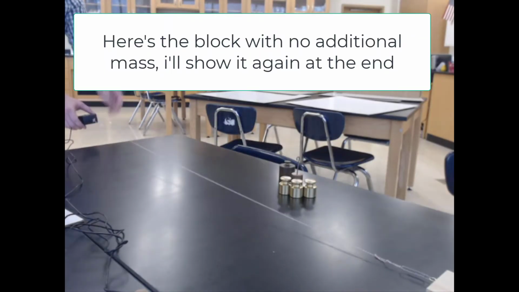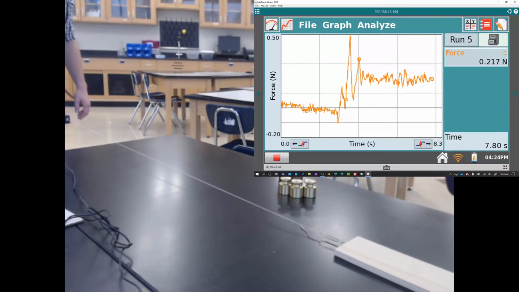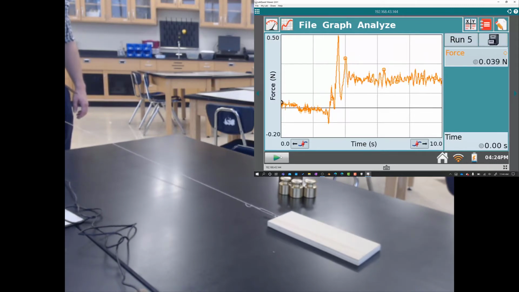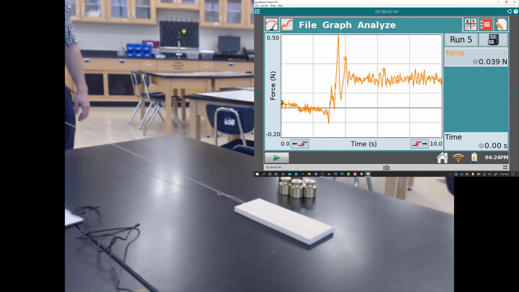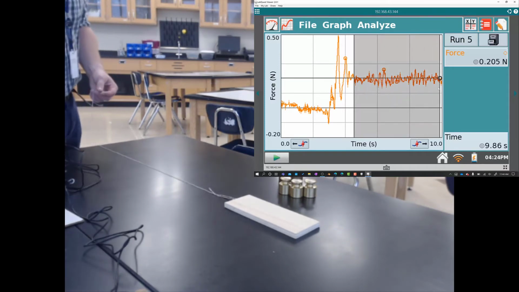Okay, so here we go, pulling just the block. I'm going to do my best to pull it at a constant speed, and we'll see on the graph the big peak, that's the maximum force I had to pull to break the static friction and get it moving. And then you'll be able to see that lower, more or less constant value of the kinetic frictional force.